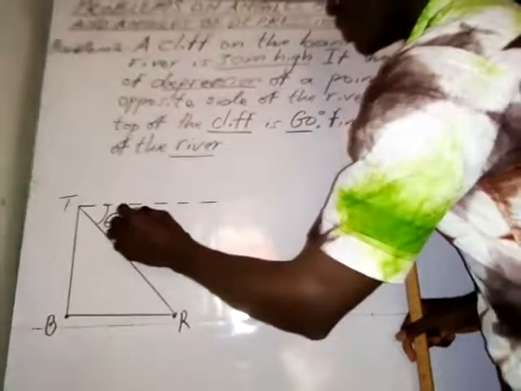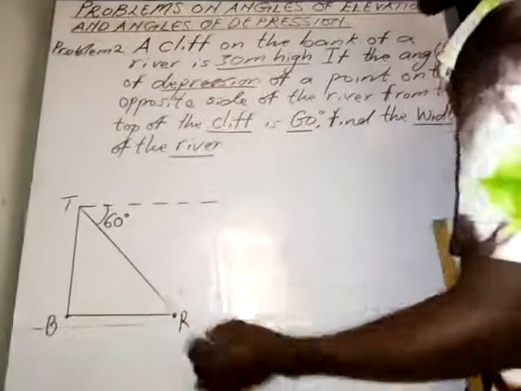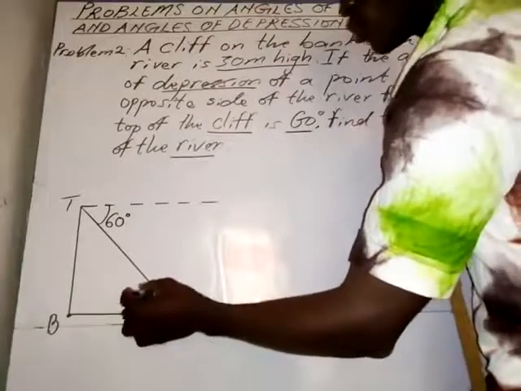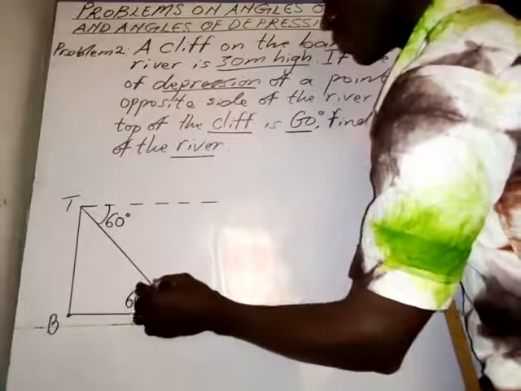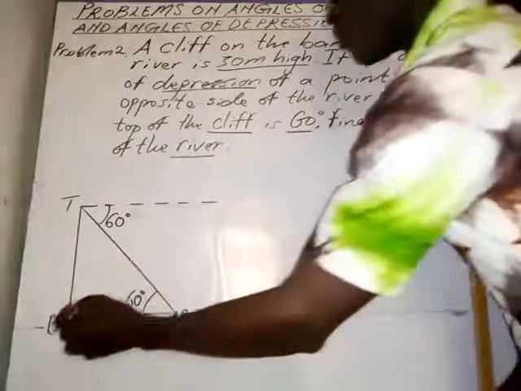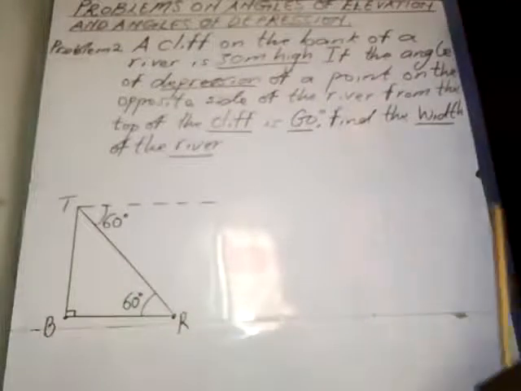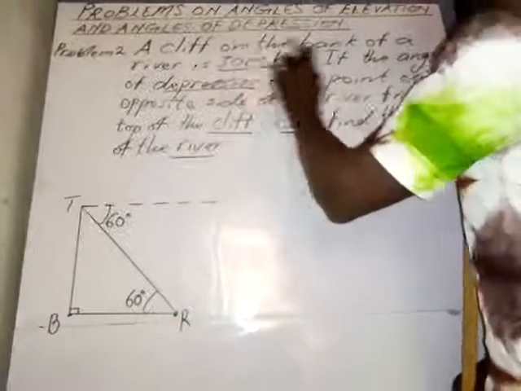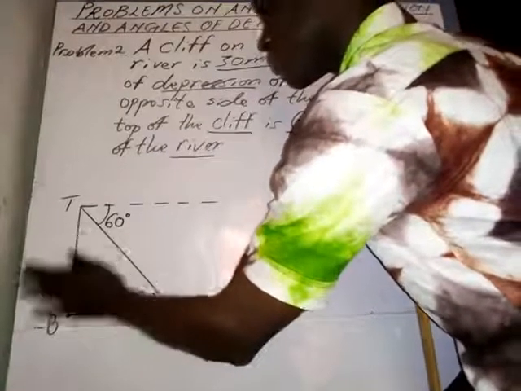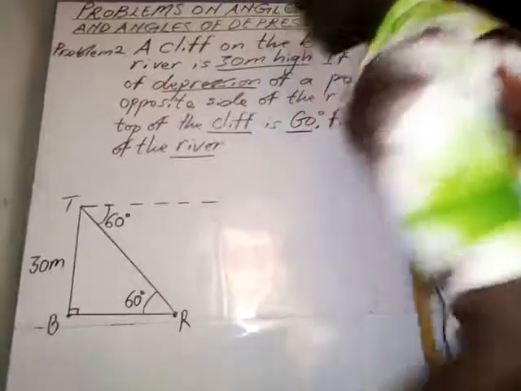So this angle is 60 degrees. As we know that alternate angles are equal, so this angle is also equal to 60 degrees, because this angle is alternate to this angle. So we formed a right angle triangle. Now, we are told that the height of the cliff is 30 meters. So here is 30 meters, which is the height of the cliff.